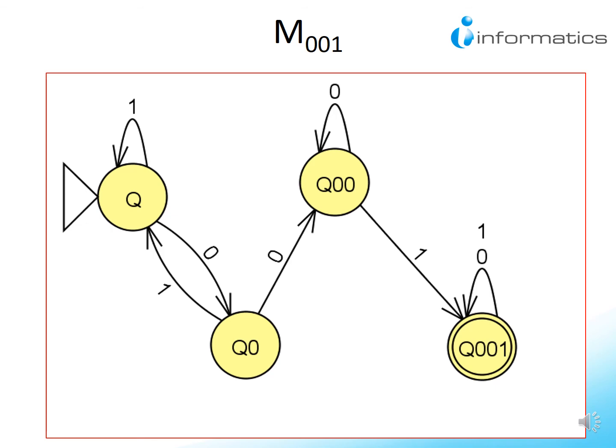Now, we look at other situations. For example, in Q0, that means it just recognized a 0. But if the next symbol is 1, then essentially there's no substring of 001 recognized. In Q00, that means the machine has already seen 2 0s. When it sees another 0, it remains in the same state because the last 2 symbols that the machine scanned are still 00.